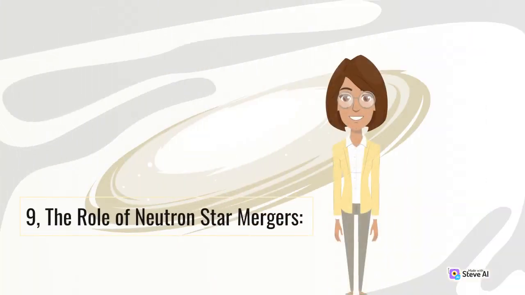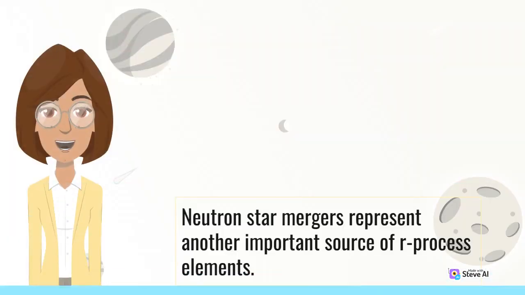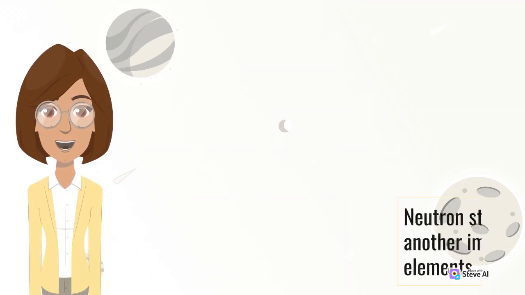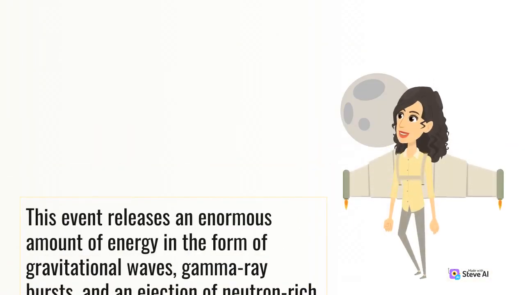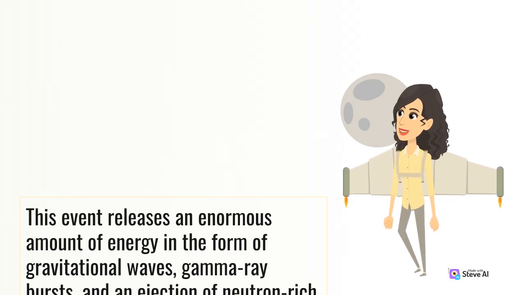9. The role of neutron star mergers. Neutron star mergers represent another important source of R process elements. When two neutron stars orbit each other in a binary system, they may eventually spiral together due to gravitational waves, resulting in a merger. This event releases an enormous amount of energy in the form of gravitational waves, gamma-ray bursts, and an ejection of neutron-rich material.